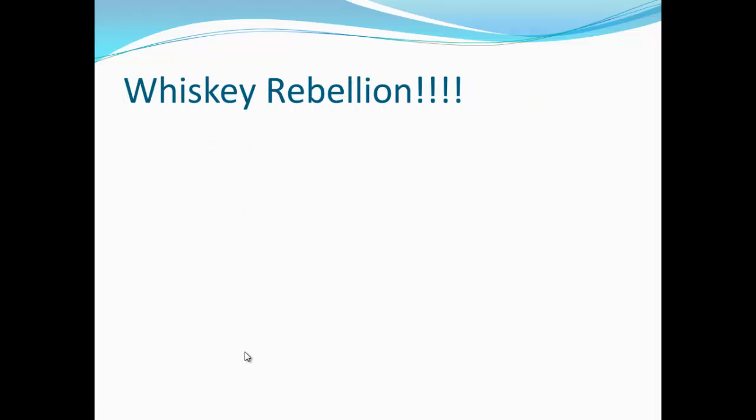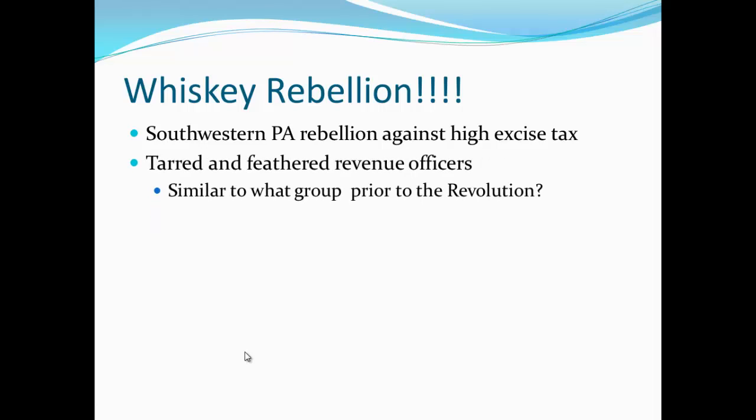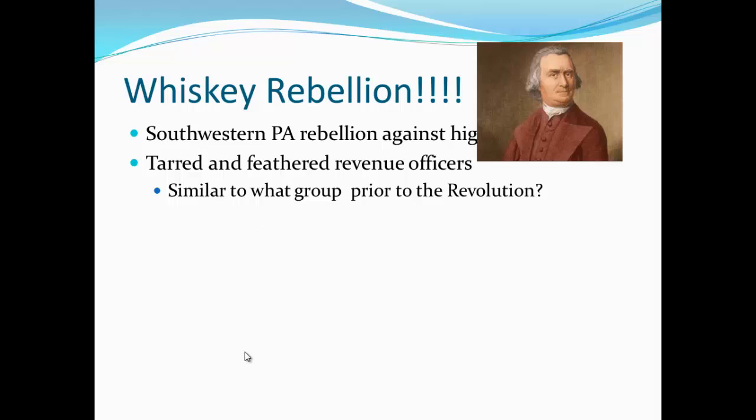Know all 5 parts. The Whiskey Rebellion: what are farmers upset about? They are upset about the excise taxes. So in southwestern Pennsylvania, they start rebelling. They tar and feather different revenue officers who are trying to collect the excise tax. Where have we seen this before? A certain group prior to the American Revolution went around tarring and feathering people, led by this man here.